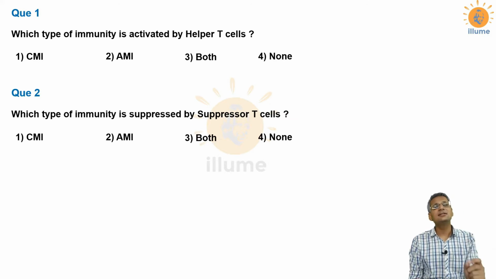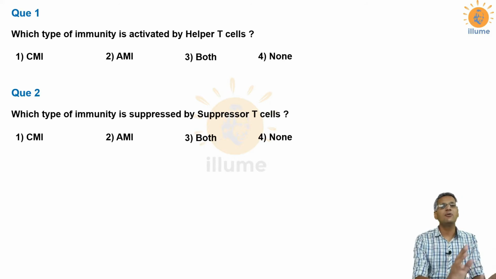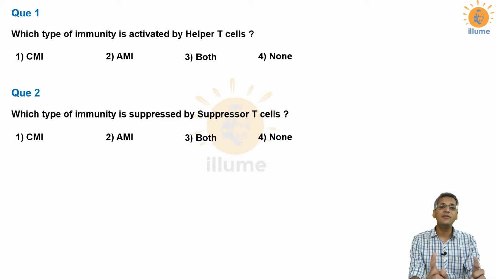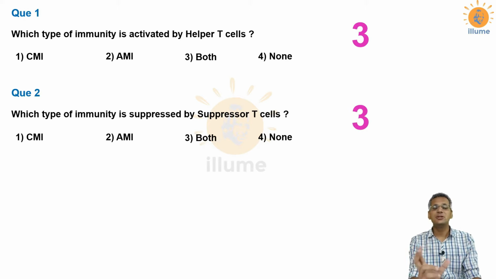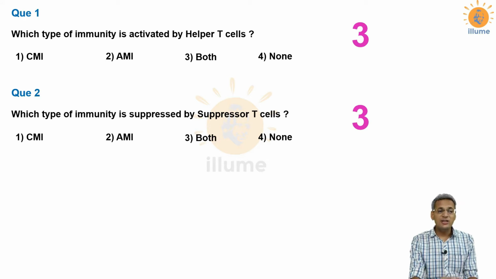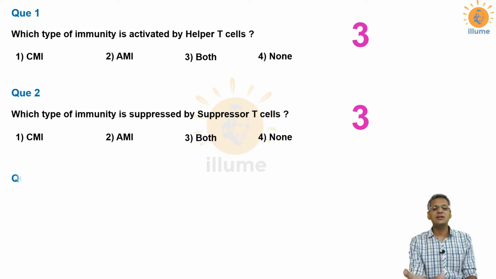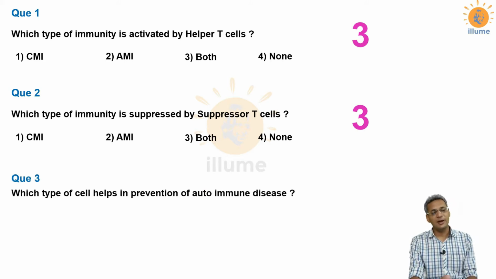They think that T cells are responsible for CMI, so the answer would be CMI, but it is not like this. As we discussed just a minute before, helper T cells activate TC as well as B cells, and B cells are responsible for AMI, and also suppressor T cells inhibit TC as well as your B cells, which is responsible for AMI. So our answer would be both. That means helper T cells activate both CMI and AMI, and suppressor T cells suppress both CMI and AMI.